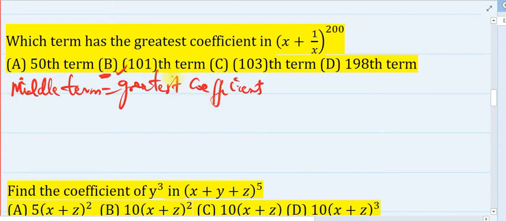Because the middle of this must be 101. That's 100, 201 terms, 100, 100. So the middle term will coincide, so it will be 101. So the answer is B.